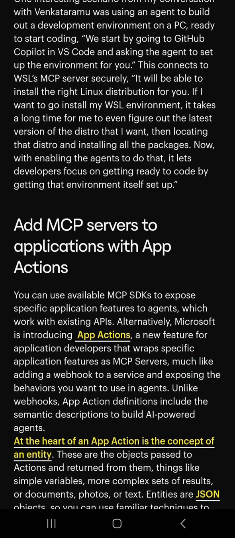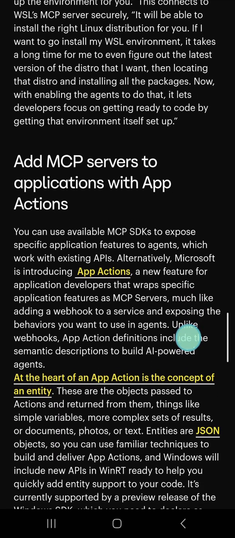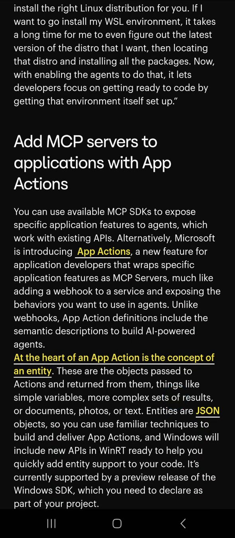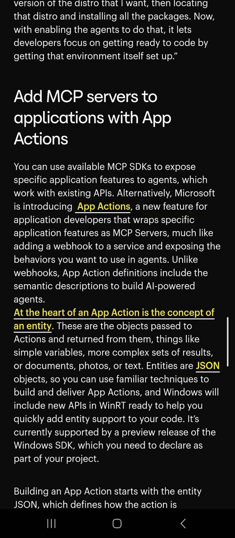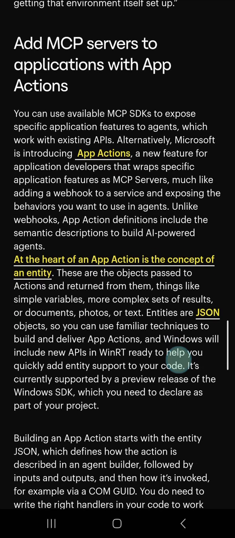Add MCP servers to applications with app actions. You can use available MCP SDKs to expose specific application features to agents, which work with the existing APIs. Alternatively, Microsoft is introducing App Actions, a new feature for application developers that wraps specific application features as MCP servers, like adding a webhook to a service and exposing the behavior you want to use in an agent. Unlike a webhook, an app action definition includes the semantic description to build AI-powered agents.